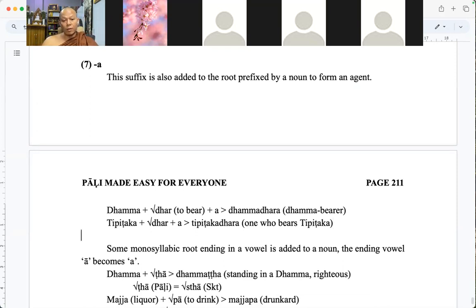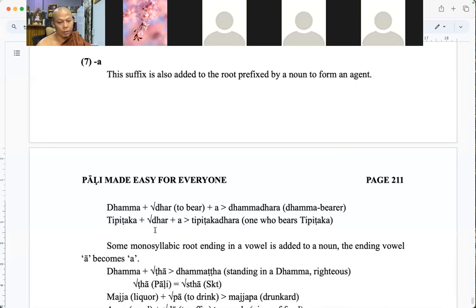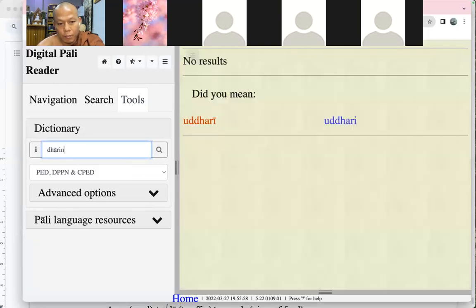Actually they are the same, but some roots take the tu suffix and some roots take the in suffix. For example, dari, maybe we have used it or not. No.